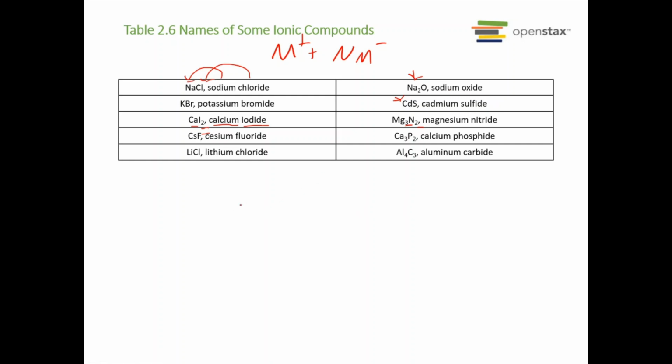Now going from the reverse of a name to a compound is a little bit more challenging, because we have to keep in mind that we have to balance out the compound accordingly. So let's look at an example of that. Let's say we had magnesium, and let's go ahead and say it is magnesium sulfide. Let's say we have something like this.